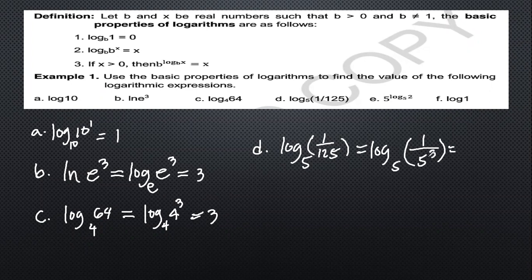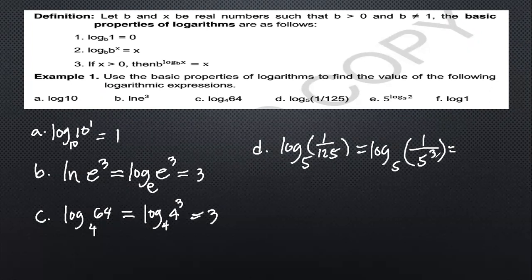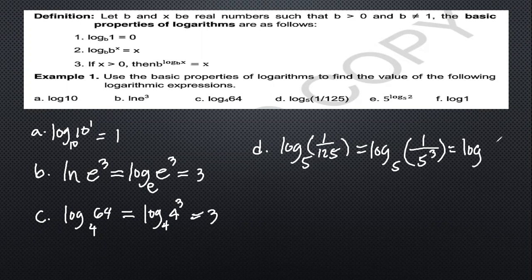And then we can simply transfer this denominator to the numerator, but the exponent now becomes negative. So you have logarithm of 5 to the power of negative 3 base 5. So now they are the same, so we can apply property number 2. So your answer now is your exponent. This is just equal to negative 3.